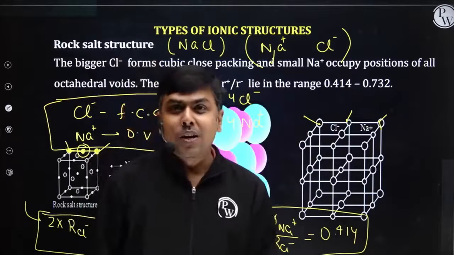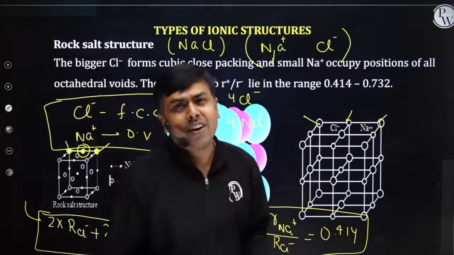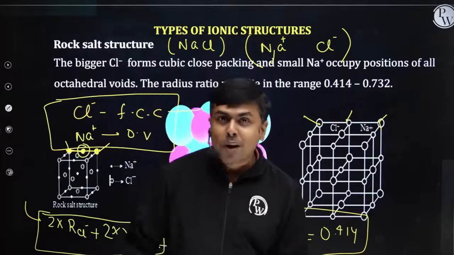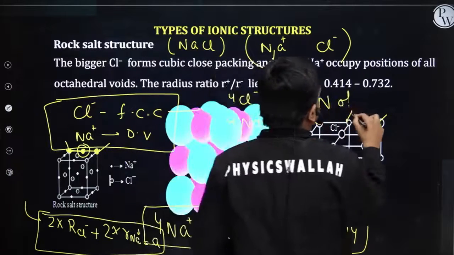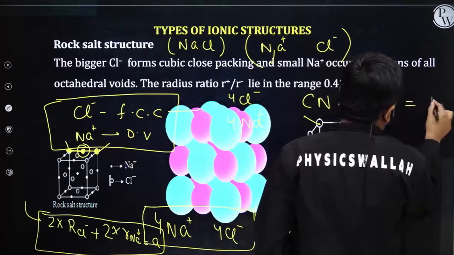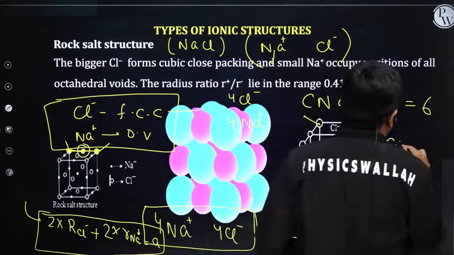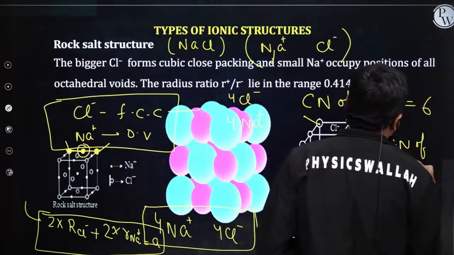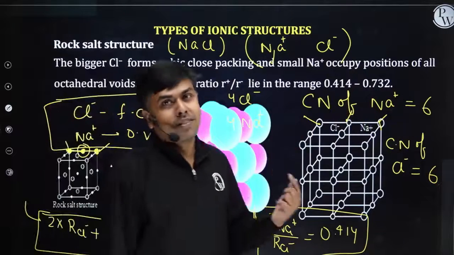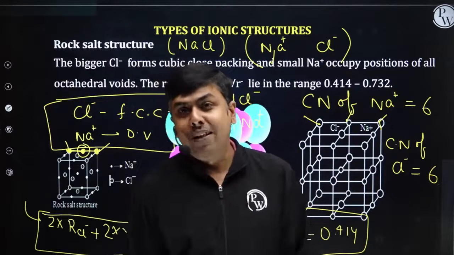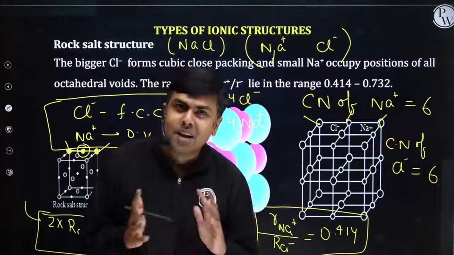If I talk about coordination number, Na plus is placed in the octahedral void, and if a cation is placed in octahedral void, it will be surrounded by 6 anions. So what's the coordination number? Cn of Na plus equals 6. Similarly, the Cn of Cl minus will also be 6. Basically, one Cl minus will be surrounded by 6 Na plus and 1 Na plus will be surrounded by 6 Cl minus. Am I clear, students?